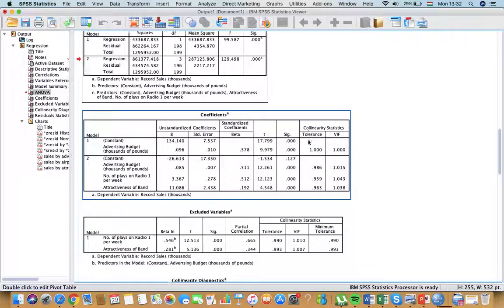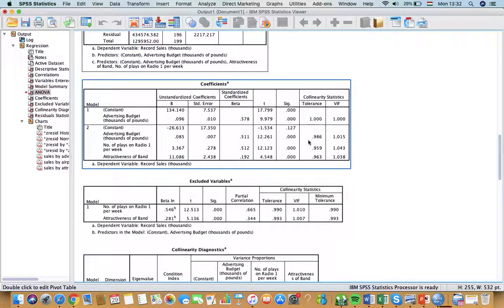Okay. The next is the model parameters, which is the coefficients. The b-values here tell us about the relationship between record sales and each predictor variable. So if they are positive, then the relationship is positive. If they are negative, then the relationship is negative.